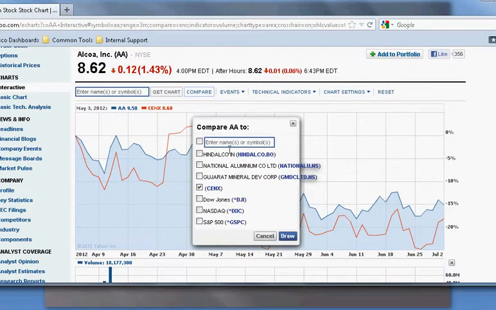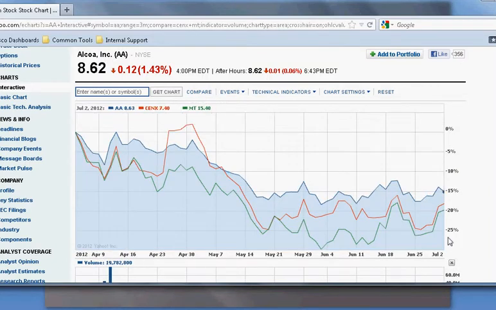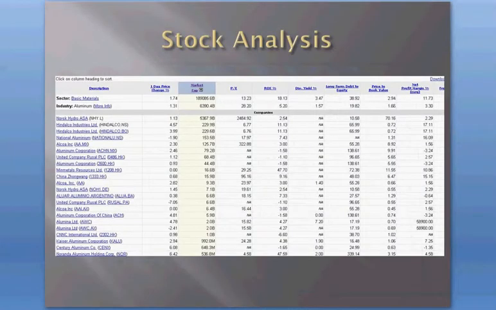And if I compare this aluminum AA with Arsenal Metal MT, then you can see how that Arsenal Metal is performing. So you want to take a look at the chart. That's what I'm trying to tell here. Okay, so let me close this one.